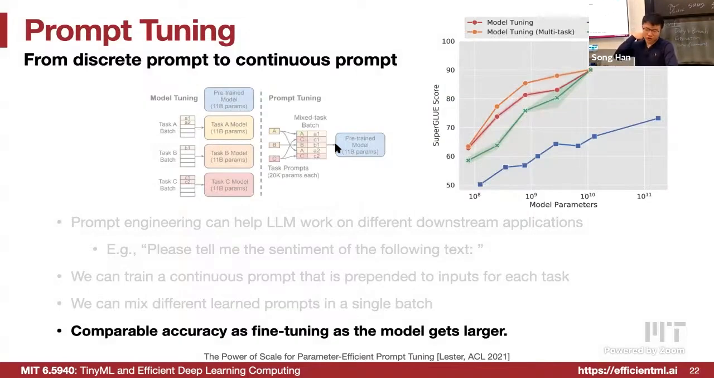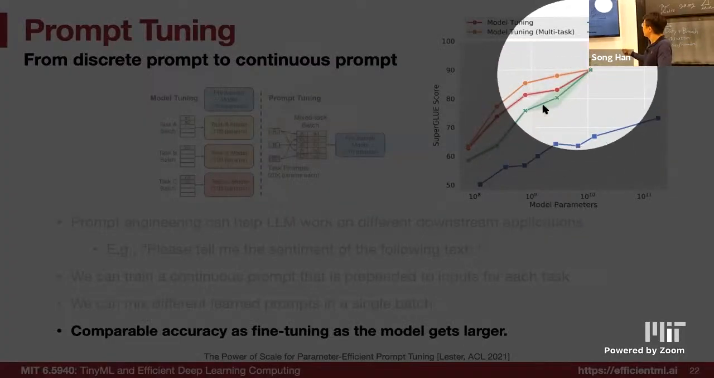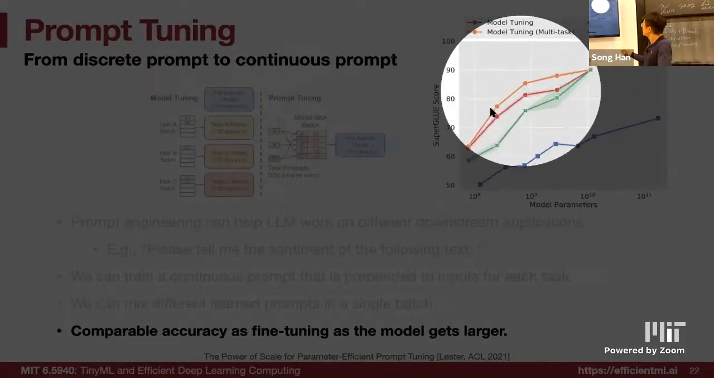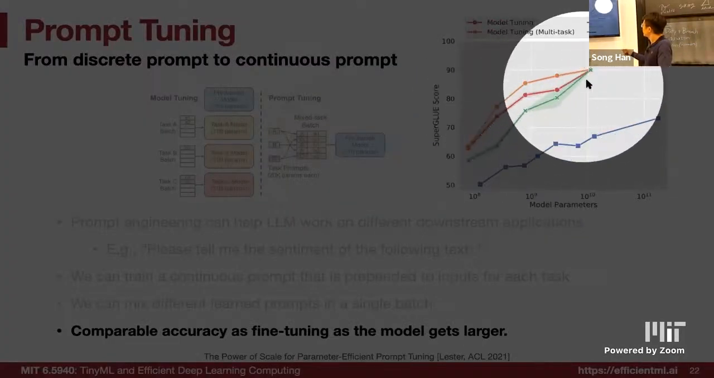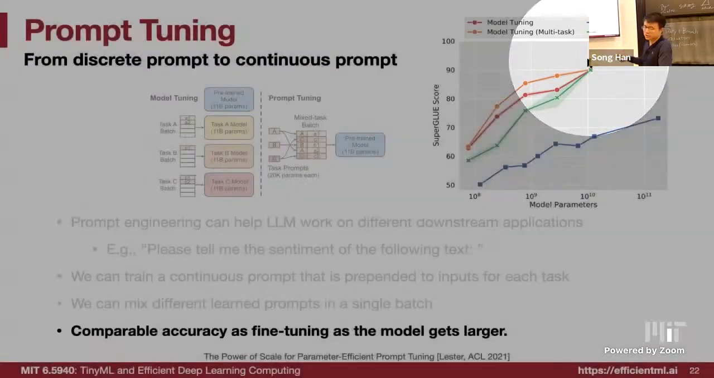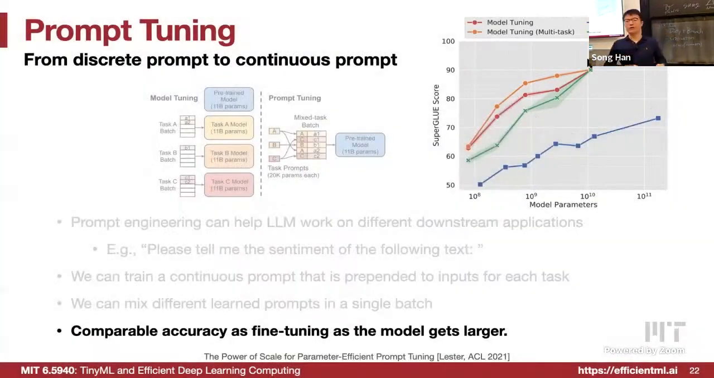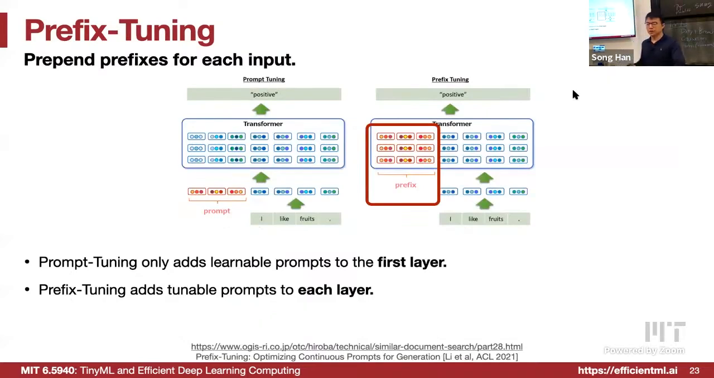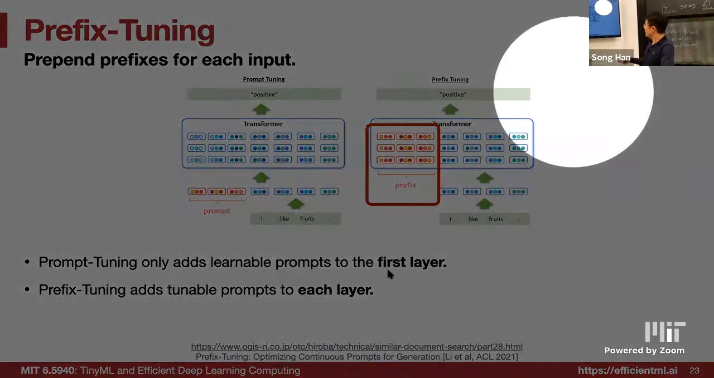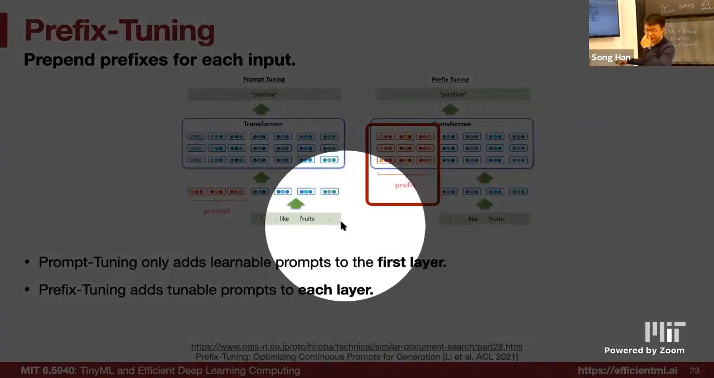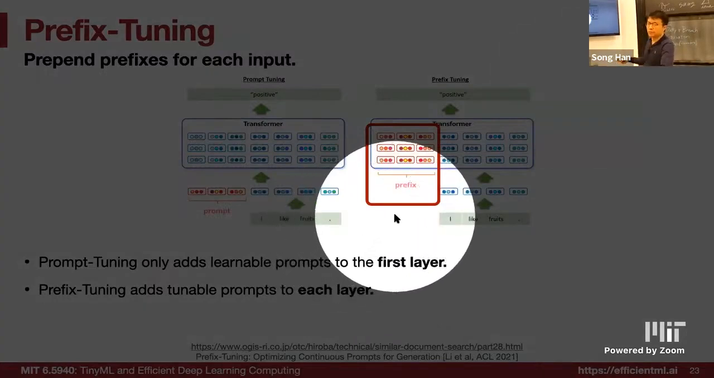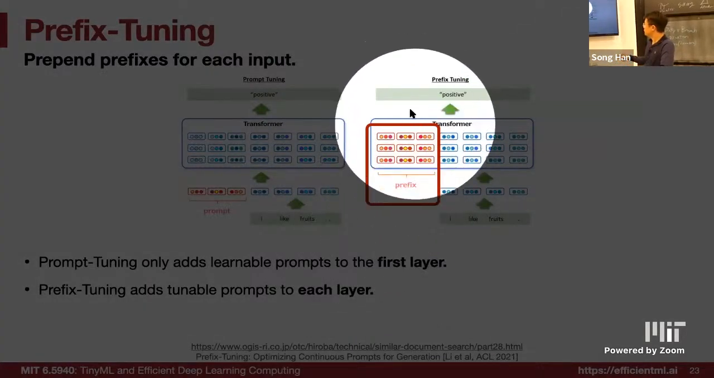And that achieves comparable accuracy as fine-tuning when the model gets larger. Okay, so this green curve is prompt tuning, and here is the full model tuning. And here, when the model parameter count is large, the accuracy is very close. So prompt tuning just tunes the prompts for the first layer. A natural extension would be, can we make the prompts tunable for all the layers, for each layer?